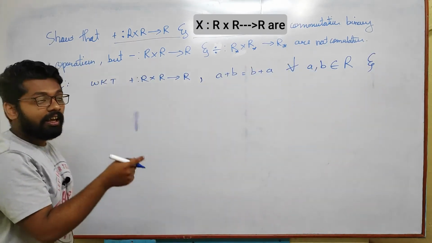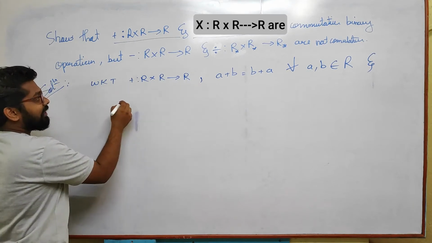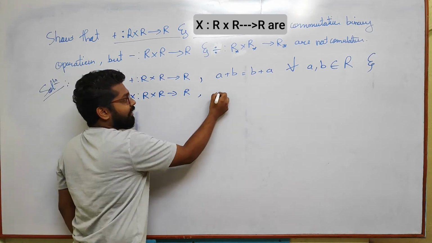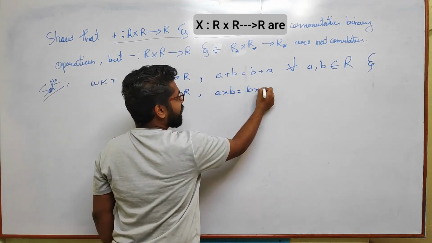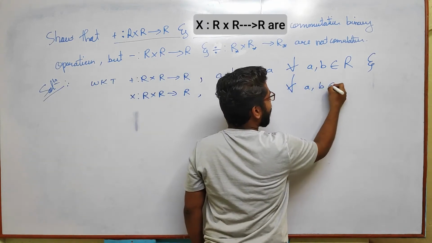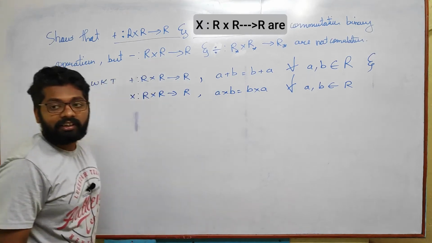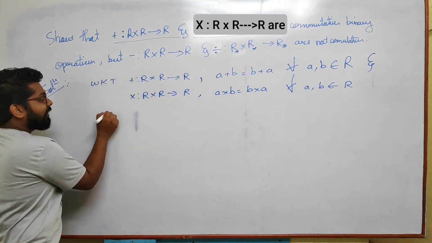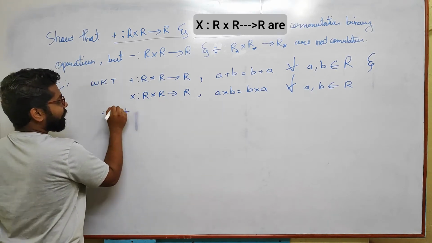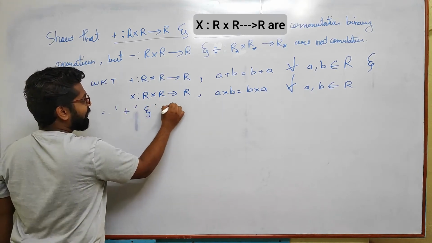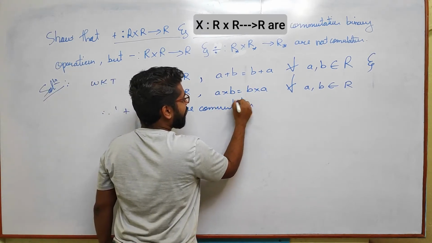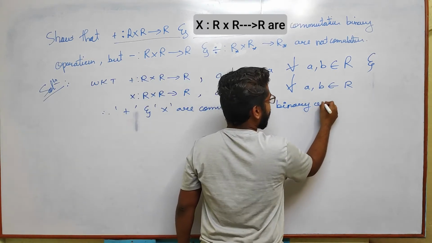This is for addition, and for multiplication, multiplication is a mapping from R cross R to R where A into B is equal to B into A. Is that true? It is true for all A comma B belonging to R. Okay, so these two lines are satisfied. Therefore what can we say? Addition and multiplication are commutative and binary operations.